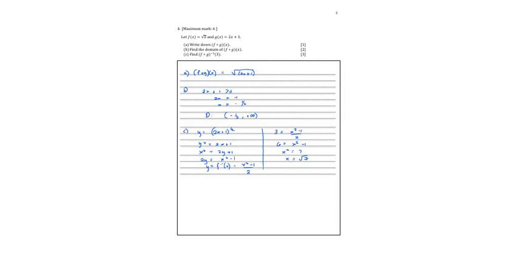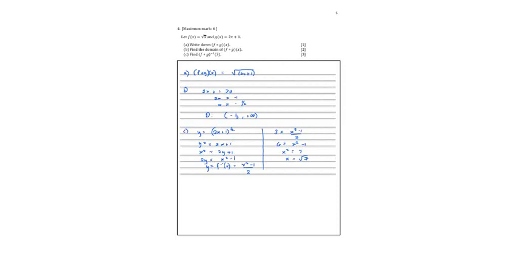For problem number 4, there is a given function f of x which is equal to the square root of x, and g of x equals 2x plus 1. Write down f of g of x. So our inner function shall be g of x. The answer shall be the square root of 2x plus 1.